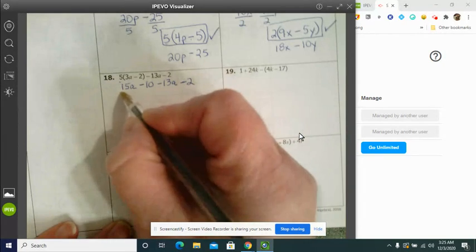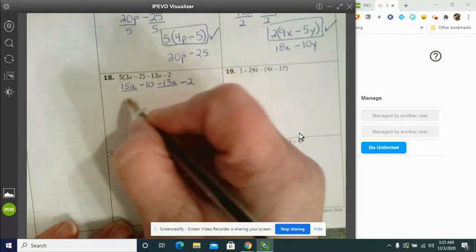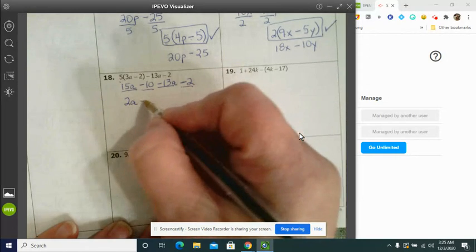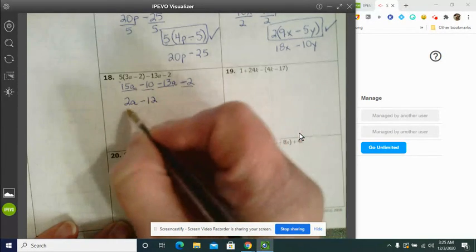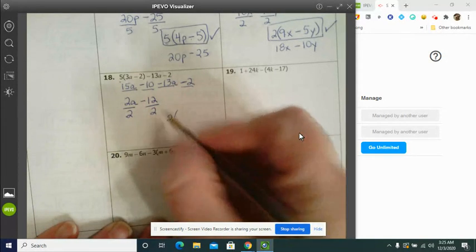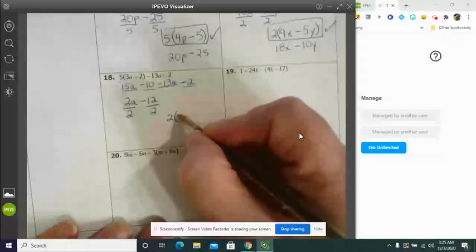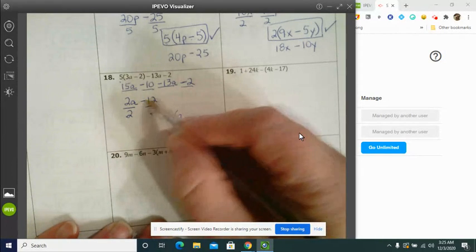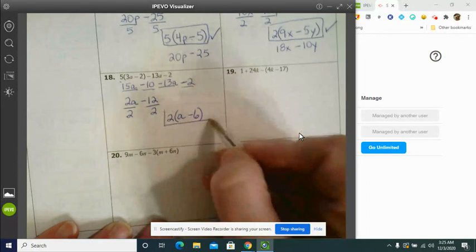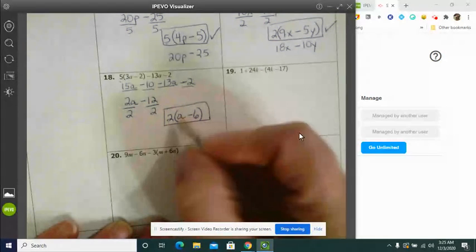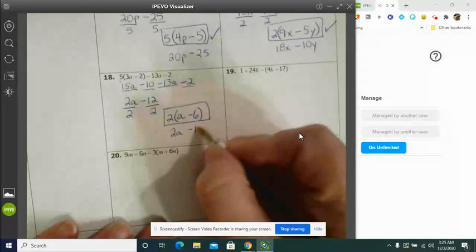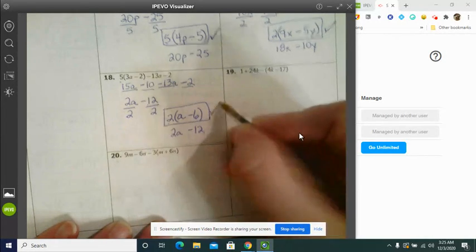So now I have a 15a and a negative 13a, which leaves me a 2a. And I have a negative 10 and a negative 2, which leaves me a negative 12. So out of these, 2 is my common factor. So I divide 2 out of both. 2a divided by 2 becomes a. And negative 12 divided by 2 becomes negative 6. So that's what I think my answer is. 2 times a is 2a. 2 times negative 6 is negative 12. And that is what I had, so my answer checks.